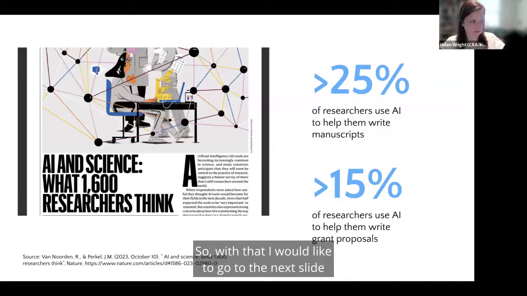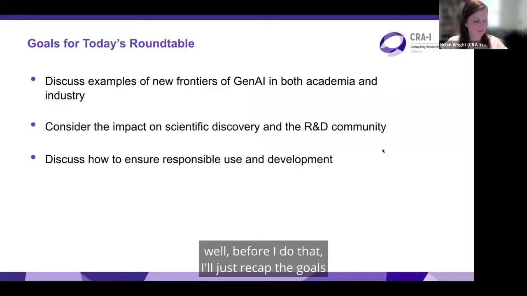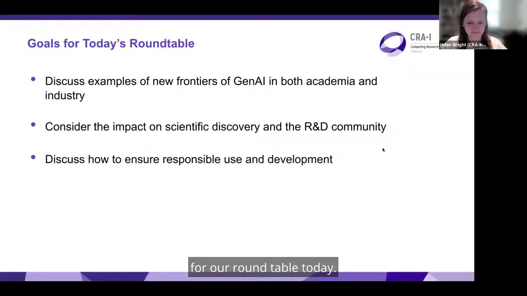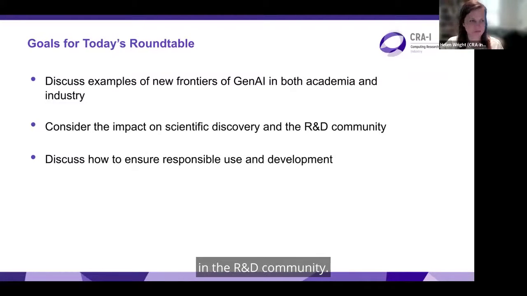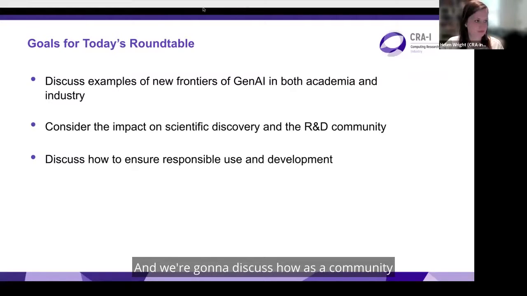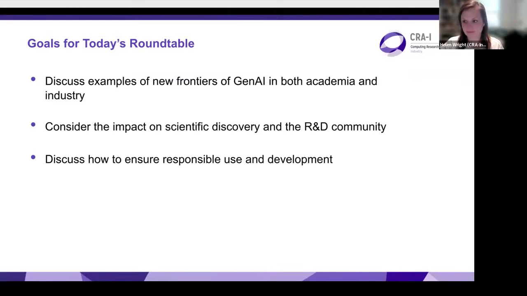So with that, I would like to go to the next slide, and I would like to introduce our, well, before I do that, I'll just recap the goals for our roundtable today. We're going to discuss some examples of how generative AI is being used. We're going to talk about the impact on scientific discovery in the R&D community, and we're going to discuss how, as a community, we can ensure the responsible use and development.